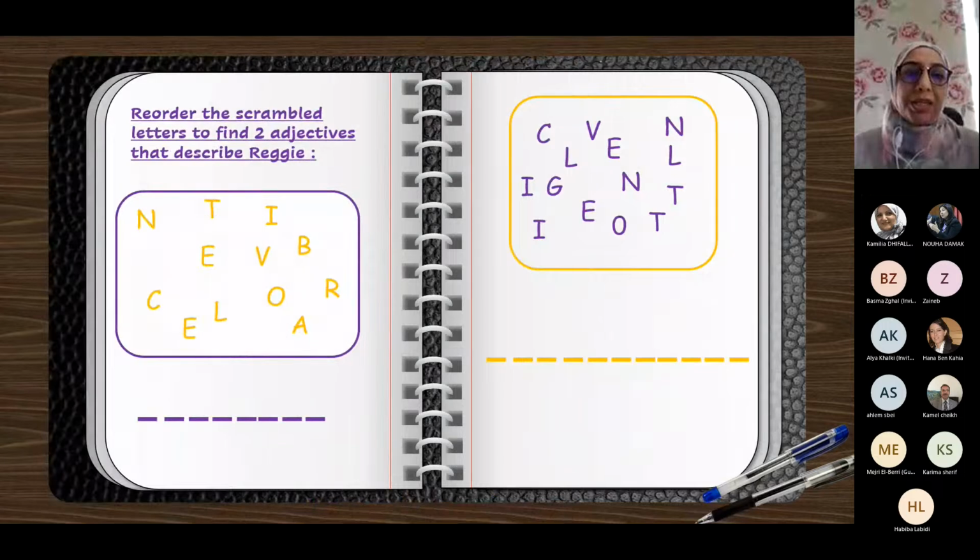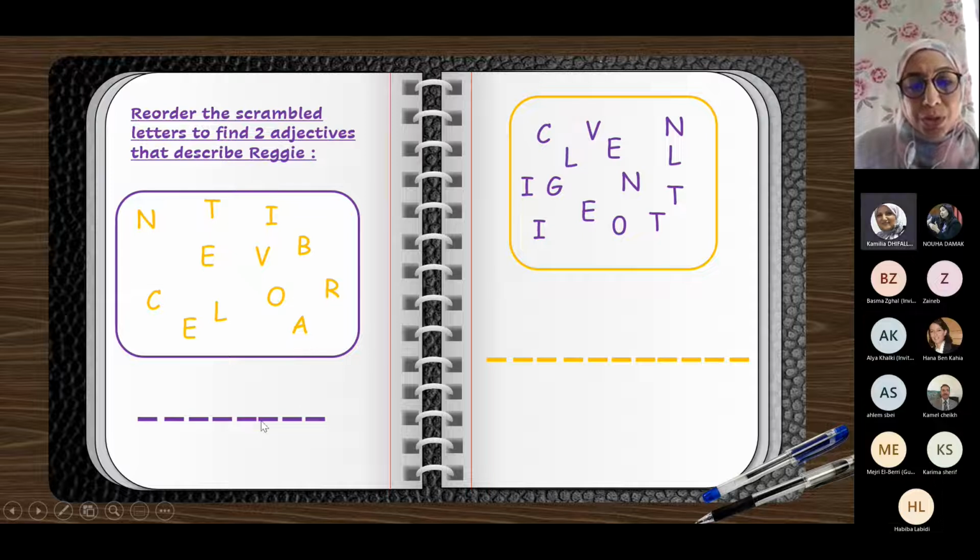Then here, reorder the scrambled letters to find two adjectives that describe Reggie. So here we have letters. Students will click on the letter and the letters are going to move to the suitable place. And if, for example, the letter is not in the word, it's going to turn red.